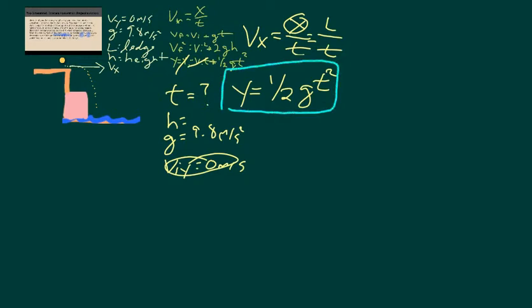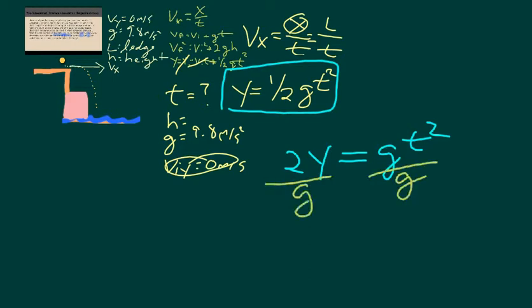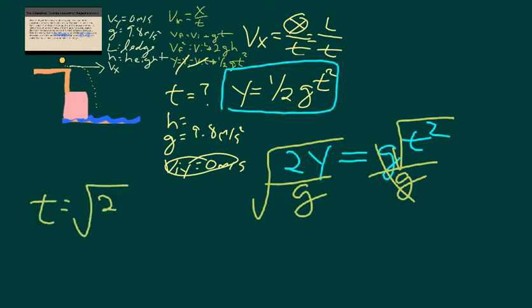So we will multiply both sides by 2 to get 2y equals g t squared, and then we'll divide both sides by g to get t squared by itself, and that'll cross out those g's. And then what we'll do is take the square root of both sides. So our final equation is going to look like this. We're going to have t equals the square root of 2y over g.